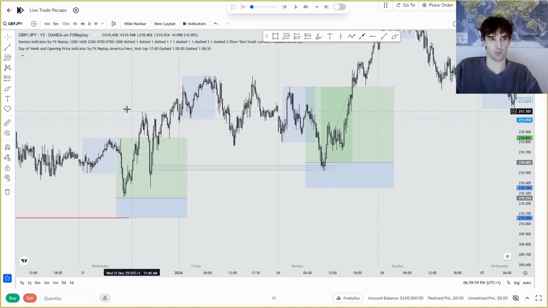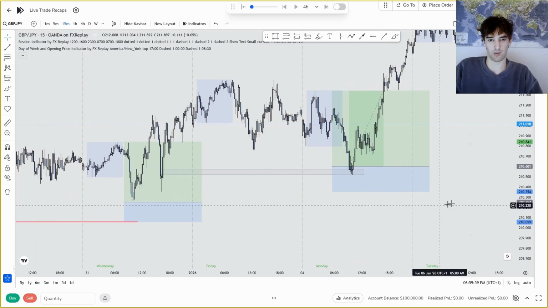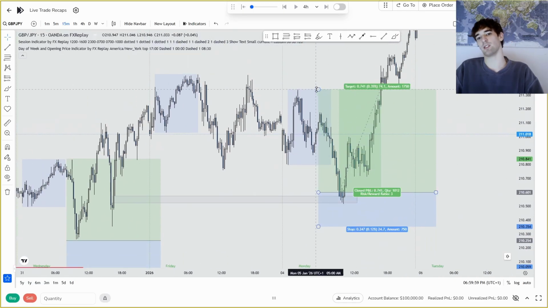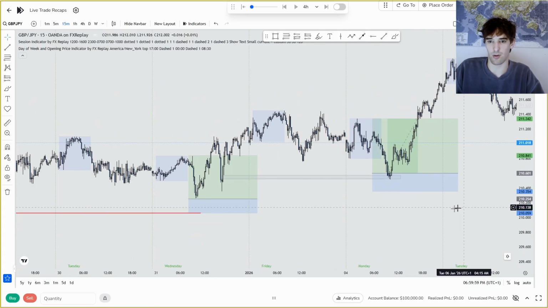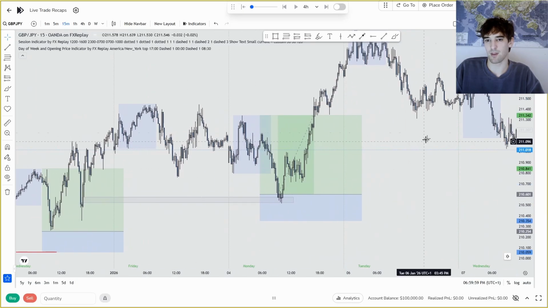Okay, so another example on GBP JPY. We had this swing low, with a fair value gap for the entry, which makes it even better. The target is the opposite Asia high. We get tapped in and we get to our take profit, very clean trade. We sweep all this liquidity and then go to the upside.